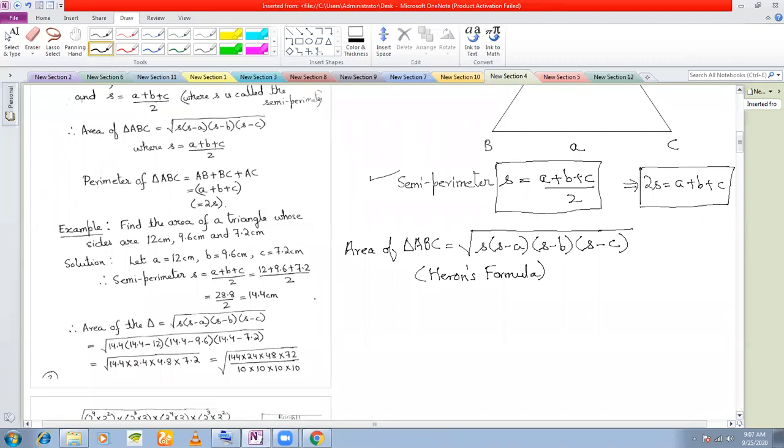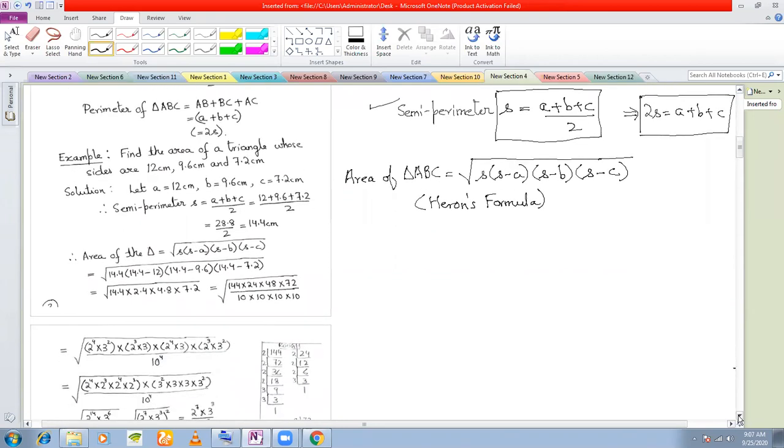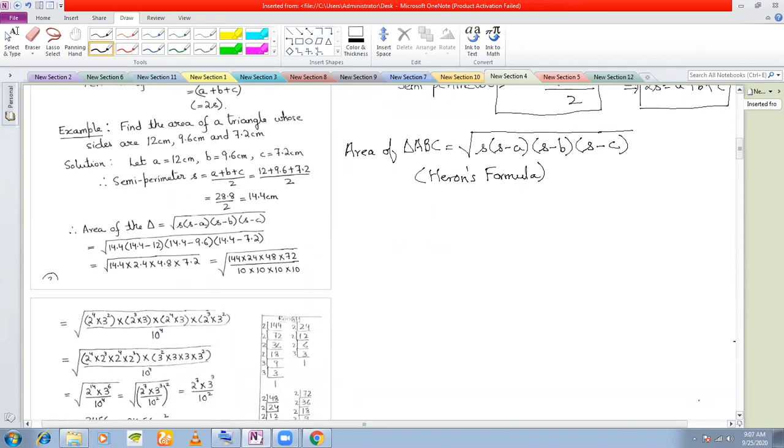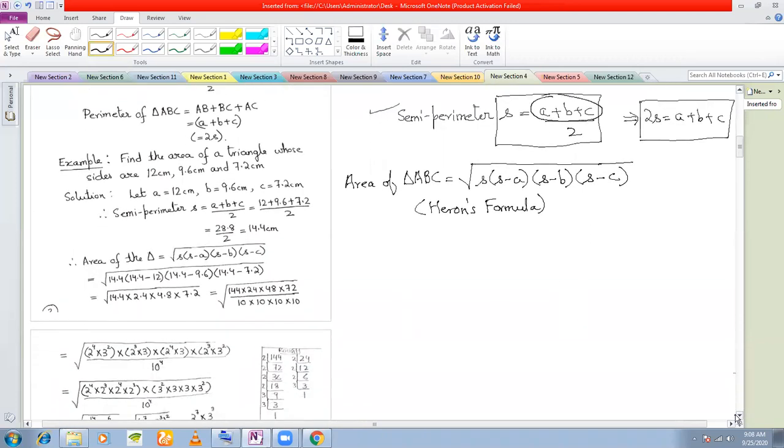So we are going to do one sum based on this formula. Sir, what is semi-perimeter, sir? Semi-perimeter is half the perimeter. You see, what is a plus b plus c? A plus b plus c gives you the perimeter, right? So half the perimeter is called semi-perimeter. Okay.